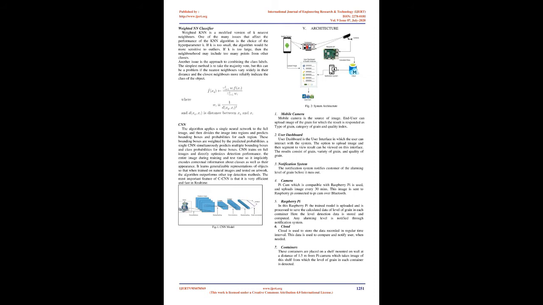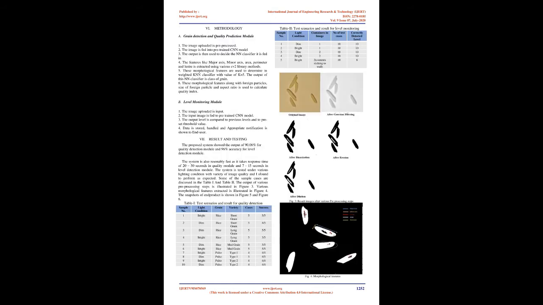B. Level monitoring. 1. Acquiring input image. The input image is captured using a Pi camera setup at a reasonable distance and lighting condition. These images were taken every 30 minutes. 2. Processing and determination of level of grain. The image input is processed and fed into a pre-trained CNN model which determines the level of grain.